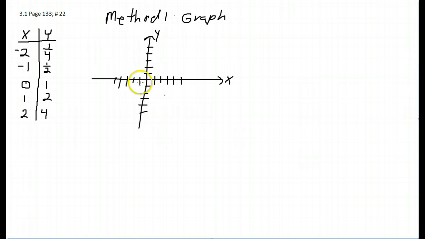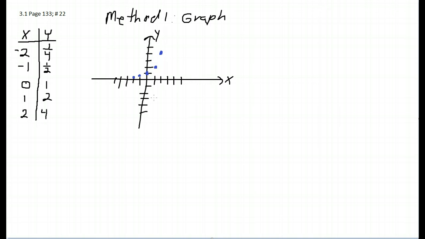So I go left to -2, and I only go up a very small way, 1/4. Then at -1, I'm at 1/2. At 0, I'm at 1. At 1, I am up at 2, and at 2, I am up at 4.